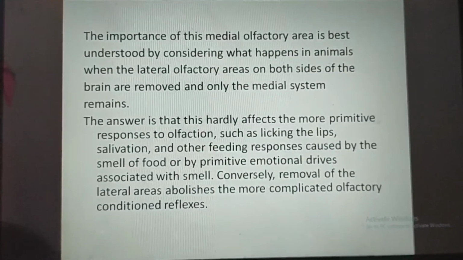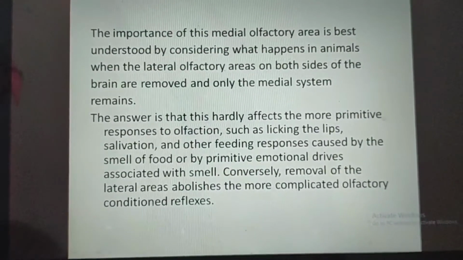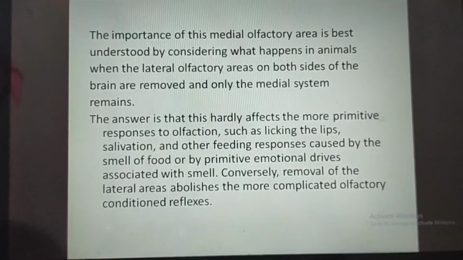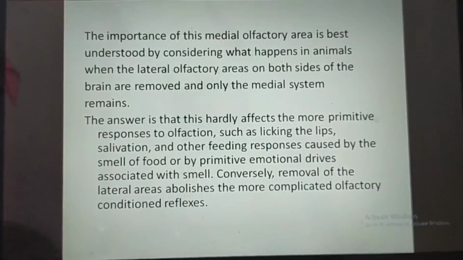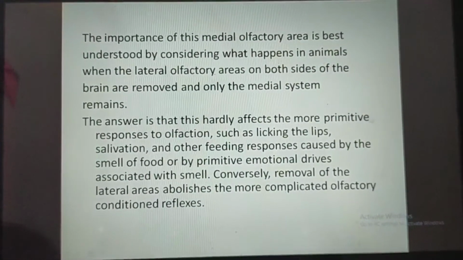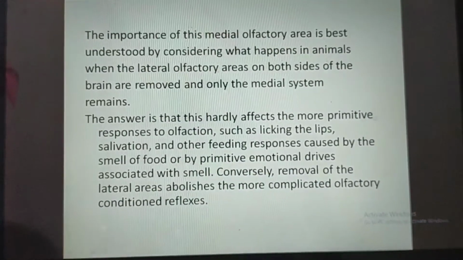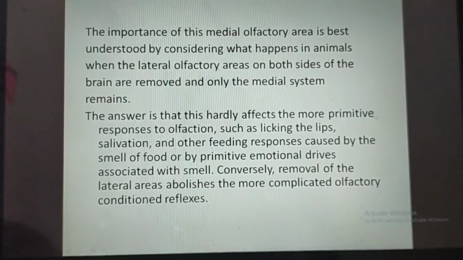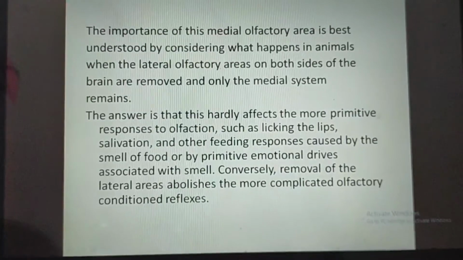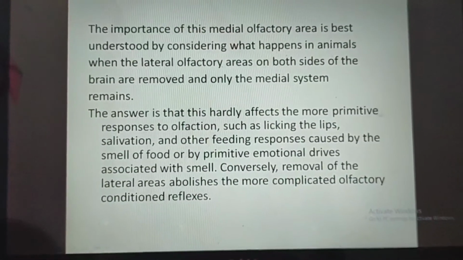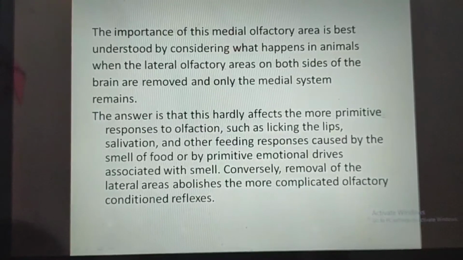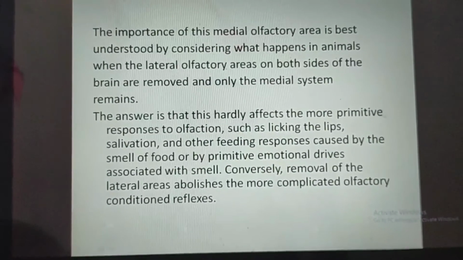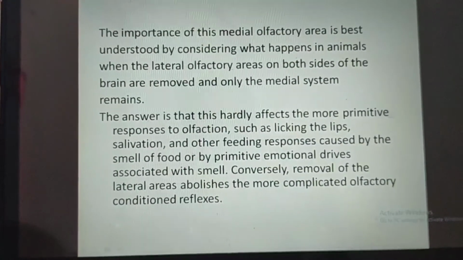The importance of this medial olfactory area is best understood by considering what happens in animals when the lateral olfactory areas on both sides of the brain are removed and only the medial system remains. The answer is that this hardly affects the more primitive responses to olfaction, such as licking the lips, salivation, and other feeding responses caused by the smell of food or by primitive emotional drives associated with the smell. Conversely, removal of the lateral areas abolishes the more complicated olfactory conditioned reflexes. So we have learnt about the conditioned reflexes in our previous lectures.